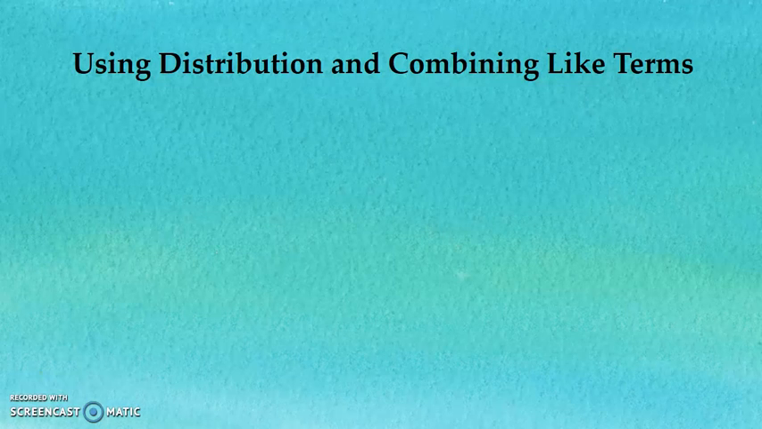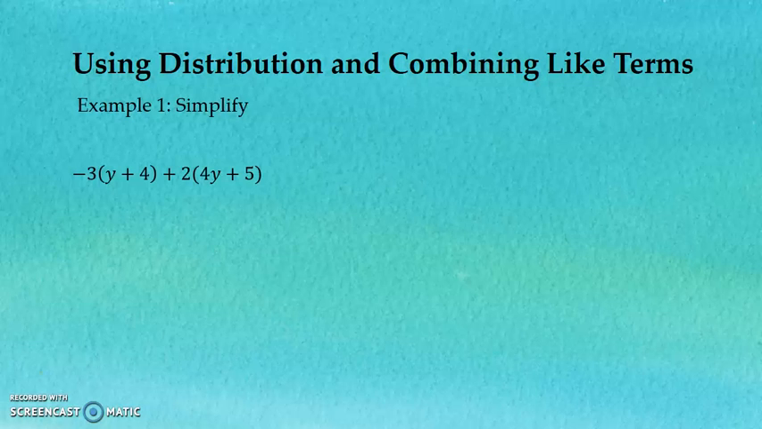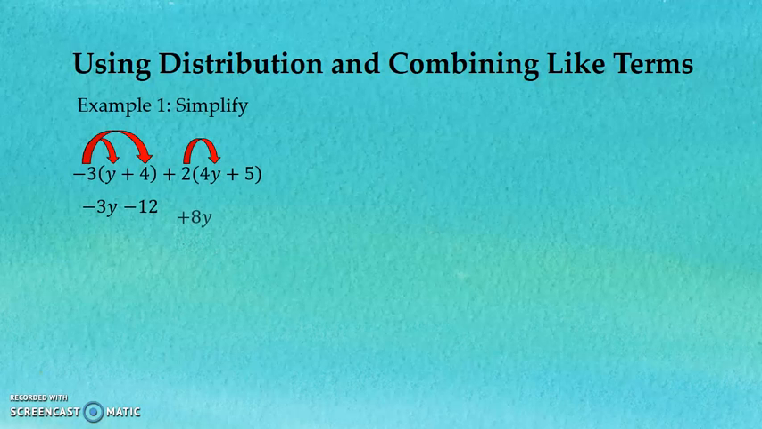Using distribution and combining like terms. Like terms are terms that are the same. Example 1. Simplify the following. Let's do distributive property first. Minus 3 times y is minus 3y. Minus 3 times 4 is minus 12.